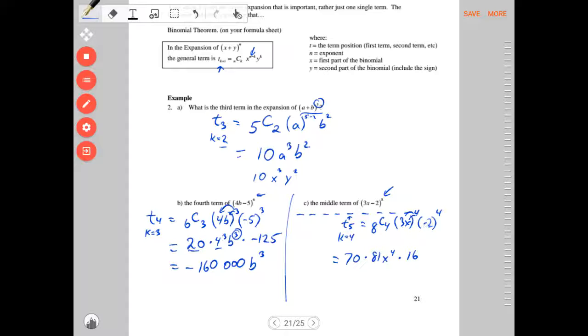If you're going to type that into your calculator, make sure you put the brackets on. If you don't, your calculator will tell you negative 16 and you'll get it wrong. Okay, so brackets for the negatives. Okay, and then you multiply all the coefficients or all the numbers, and you get 90,720 x to the fourth.